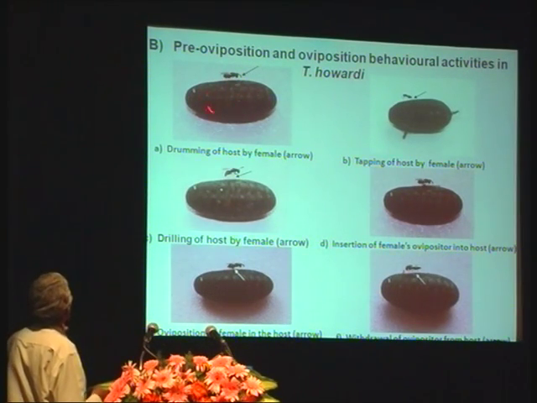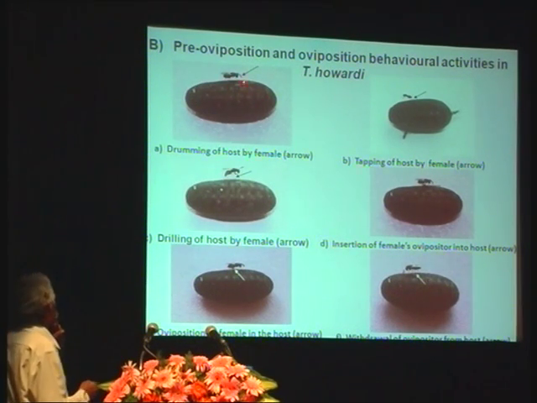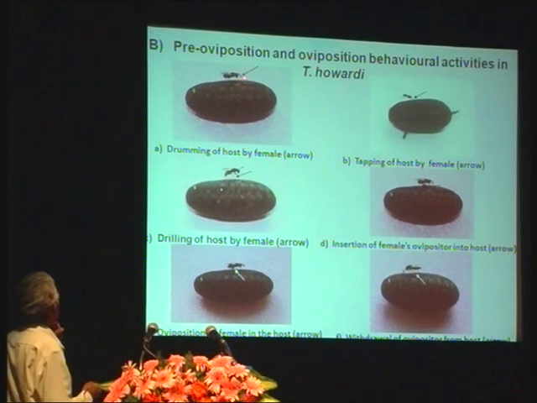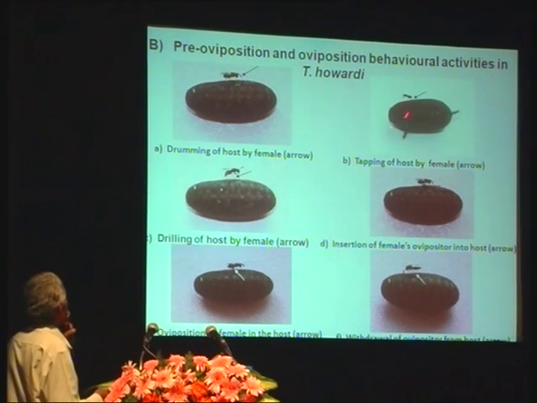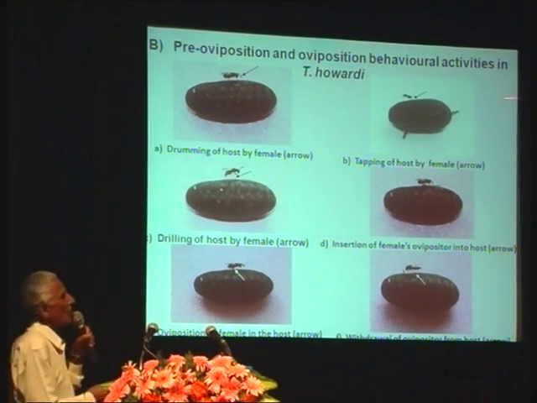climbed on the puparium and is making a lot of inspection. The first activity is the drumming behavior using its antennae. So it performs the drumming activity. Then it is followed by the tapping activity. So using the tip of its abdomen, it taps the host.